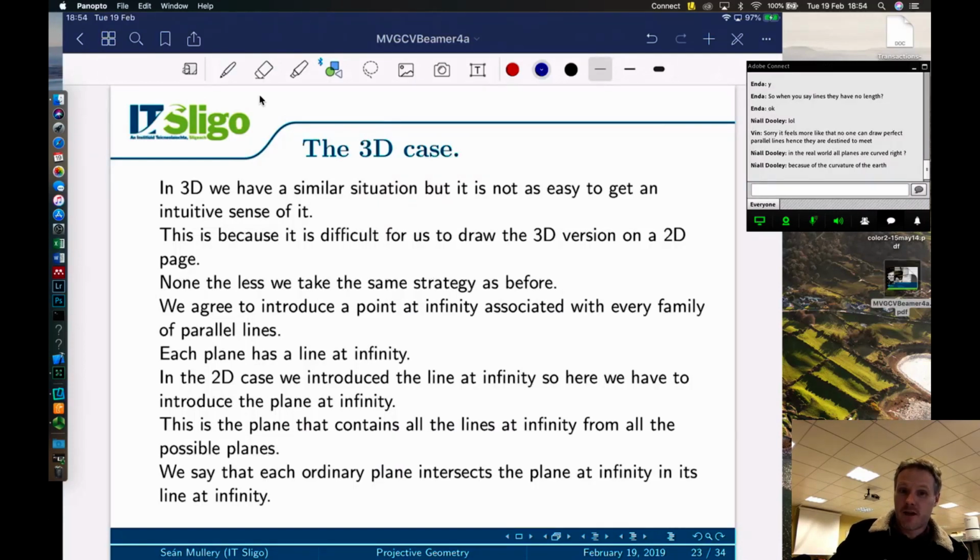Each plane has a line at infinity. So all the lines on a plane, if we have parallel lines on a plane, they'll all meet. All parallel lines will meet at an individual point, and all planes will have a line at infinity. So if you can think of the world, as a first approximation, as being a plane, then you think of that where it meets infinity, it meets at a line. In the 2D case, we introduced the line at infinity, so we have to introduce the plane at infinity. Now, there's a temptation here to assume that in the 3D case, we actually meet at an individual point at infinity rather than a plane.